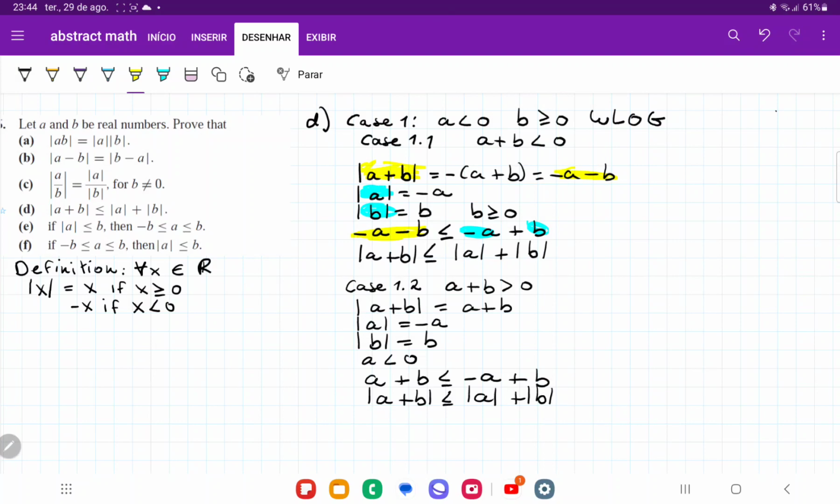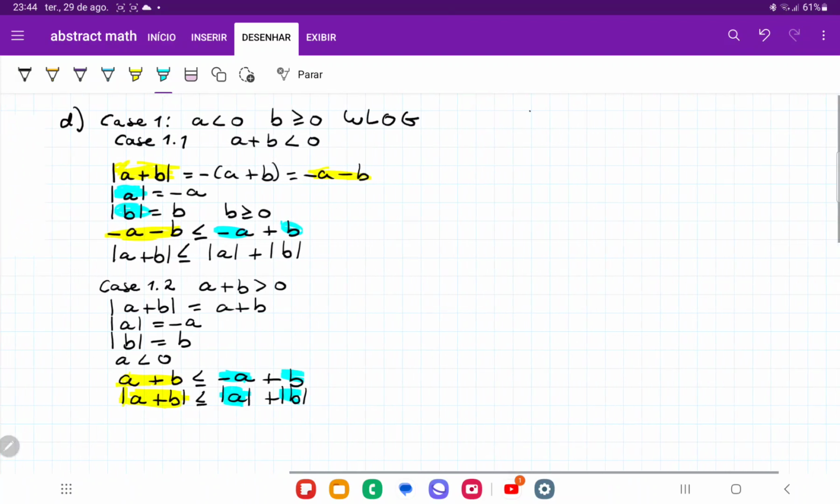And so once more, I am just going to highlight that these are equal. These here are equal, so that is equal to that, and that is equal to that. Okay, so we have dealt with case 1, which is when the signs are opposite without loss of generality. But now we have to deal with the case where they're both negative.